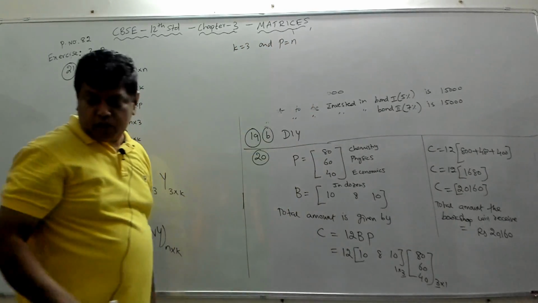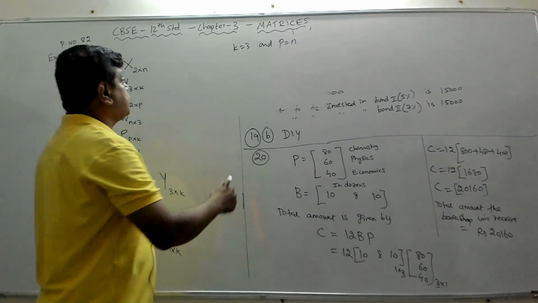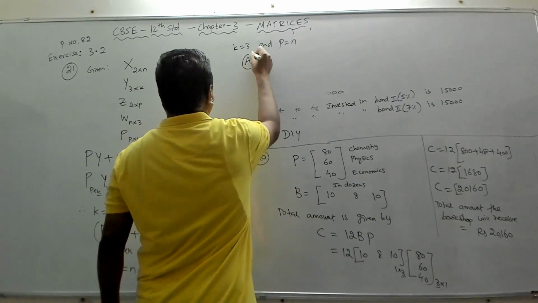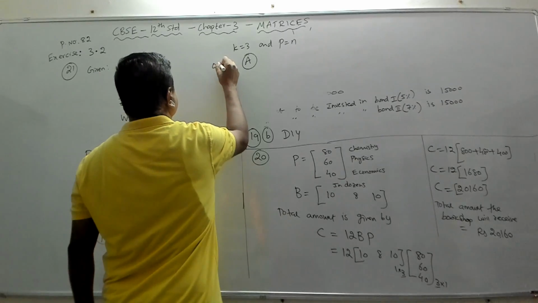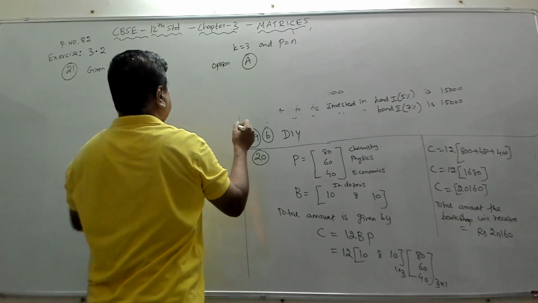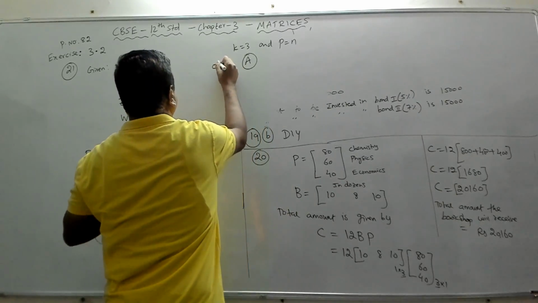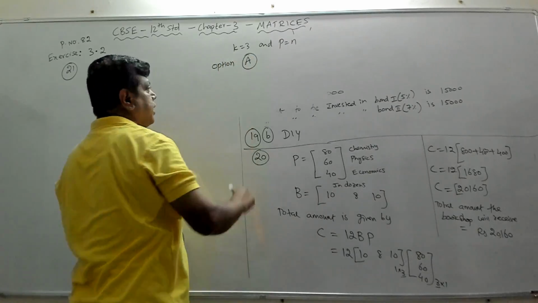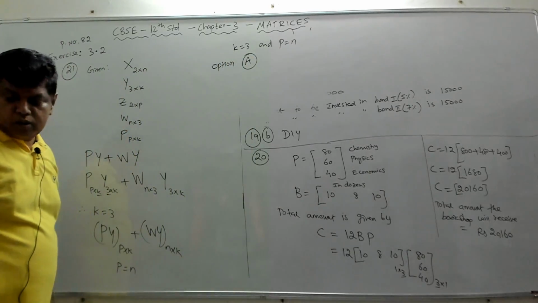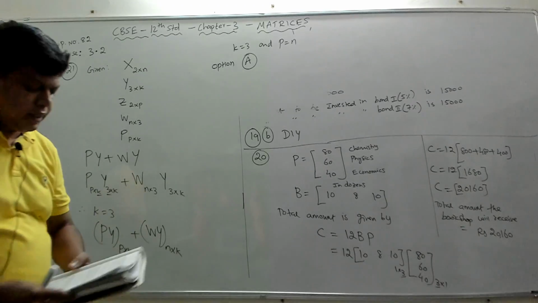So that comes in which option? First option. So the answer is option A. Option A is the right answer. Clear? Now let's do the 22nd problem.